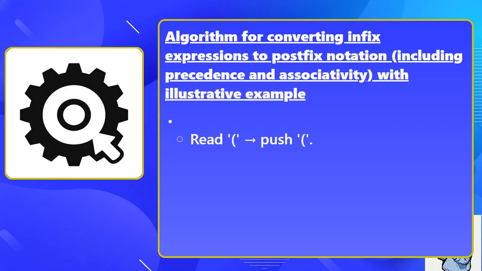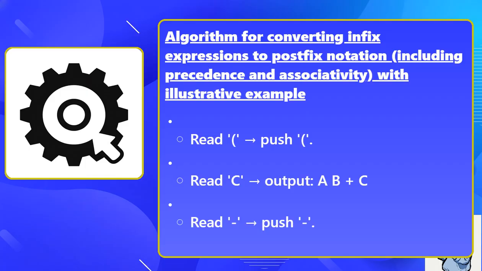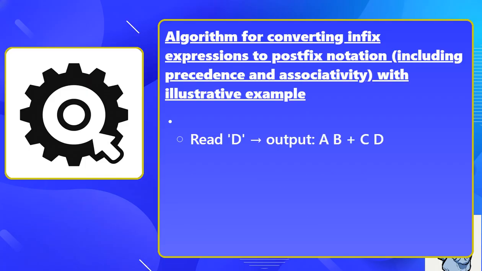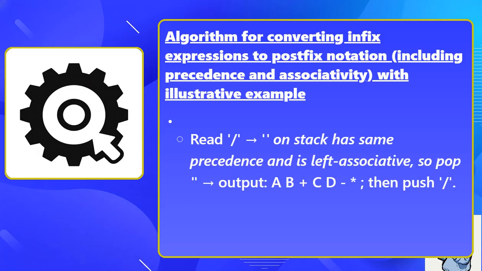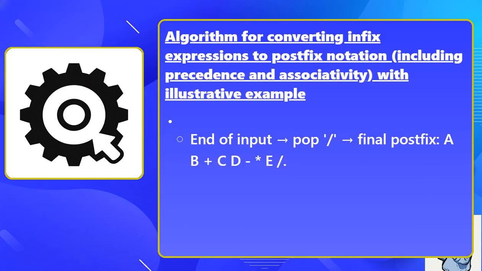Read left parenthesis, push left parenthesis. Read c, output a b plus c. Read minus, push minus. Read d, output a b plus c d. Read right parenthesis, pop minus, output a b plus c d minus, pop left parenthesis. Read divided by, times on stack has same precedence and is left associative, so pop times, output a b plus c d minus times, then push divided by. Read e, output a b plus c d minus times e. End of input, pop divided by, final postfix: a b plus c d minus times e divided by.